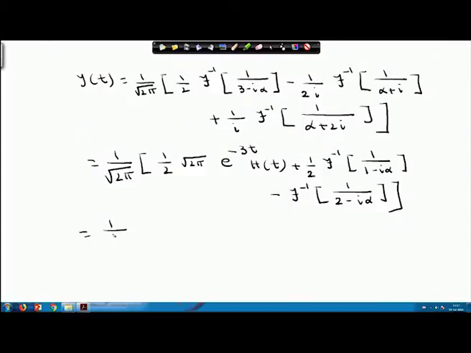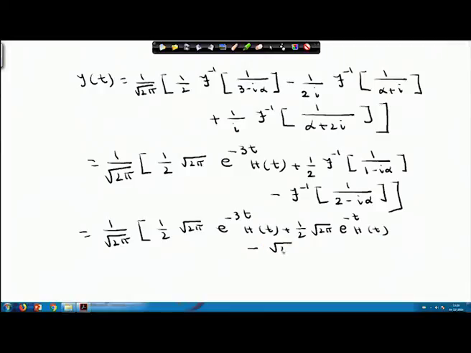So, this is equal to 1 by root pi, 2 by pi, half into root over 2 by pi e power minus 3t into h(t) plus half into root over 2 by pi. Here it will be a is 1, e power minus t into h(t) minus root over 2 by pi.